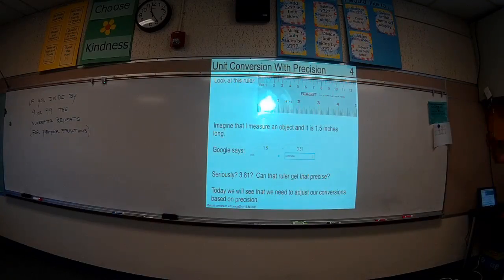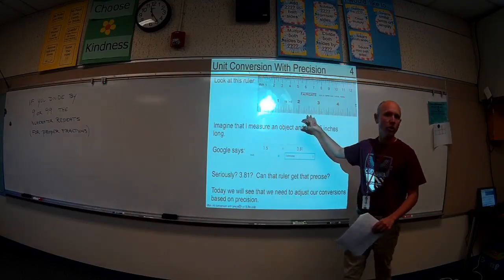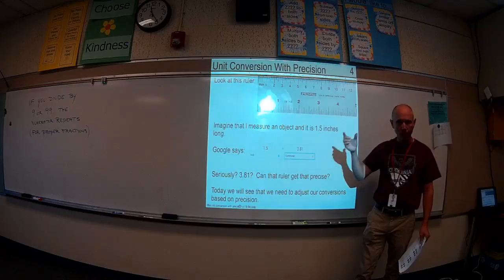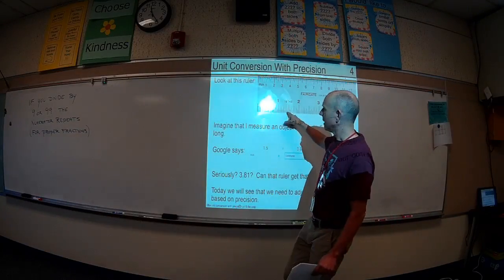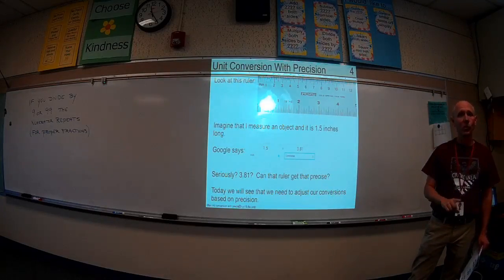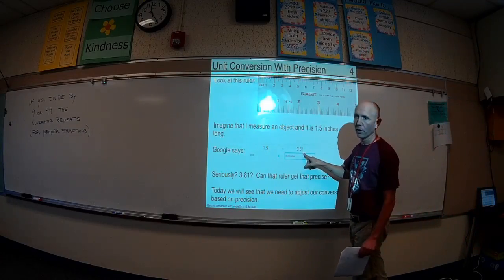Cool. So here's a ruler, and imagine that I measure an object in inches, and it turns out to be 1.5 inches. And that's about as good as that ruler can get. But when I convert it using Google into centimeters, it converts it to 3.81.